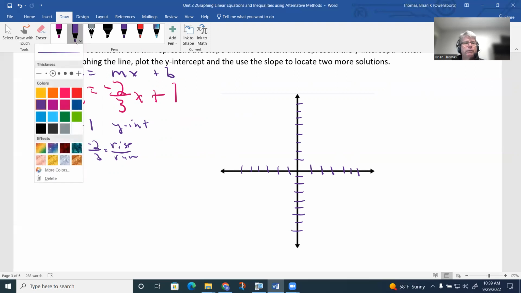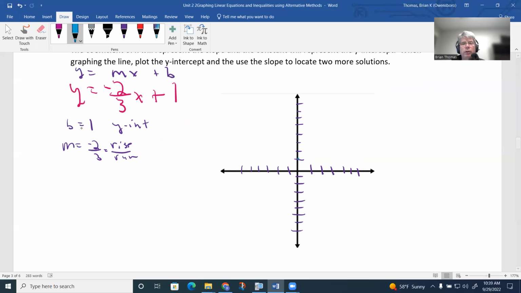So when I graph it, what we're picking up on is that the y-intercept is at 1, and my slope is negative 2 over 3. My rise means from the y-intercept to go down 1, 2, and then run over 3 to the right, 1, 2, 3. That would be my next solution. Now, the negative 2/3 could also have been 2 over negative 3. So if you wanted to, from the y-intercept, you could have risen up 2 and run over 3 the other way, and that should still be on the same line. So those points should line up.